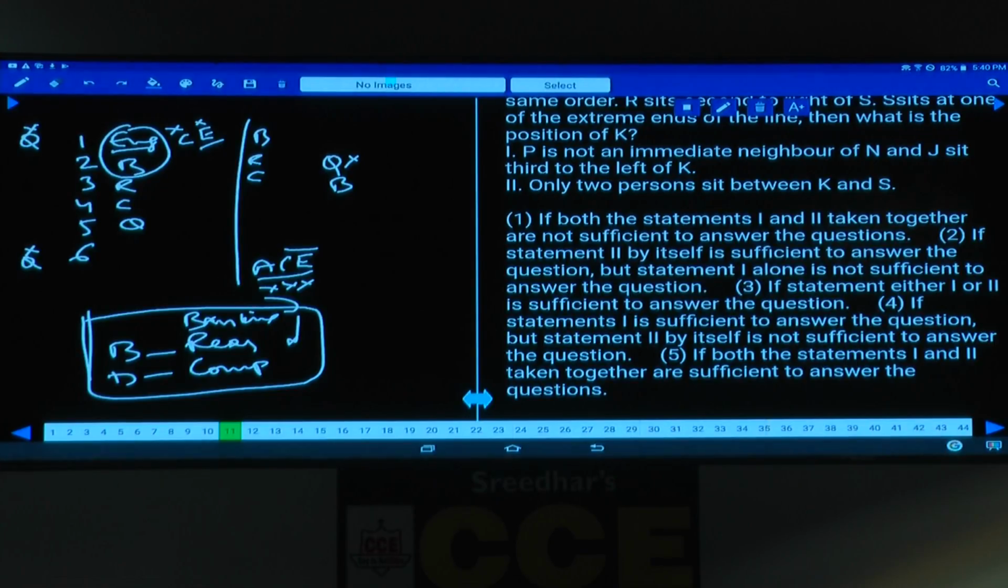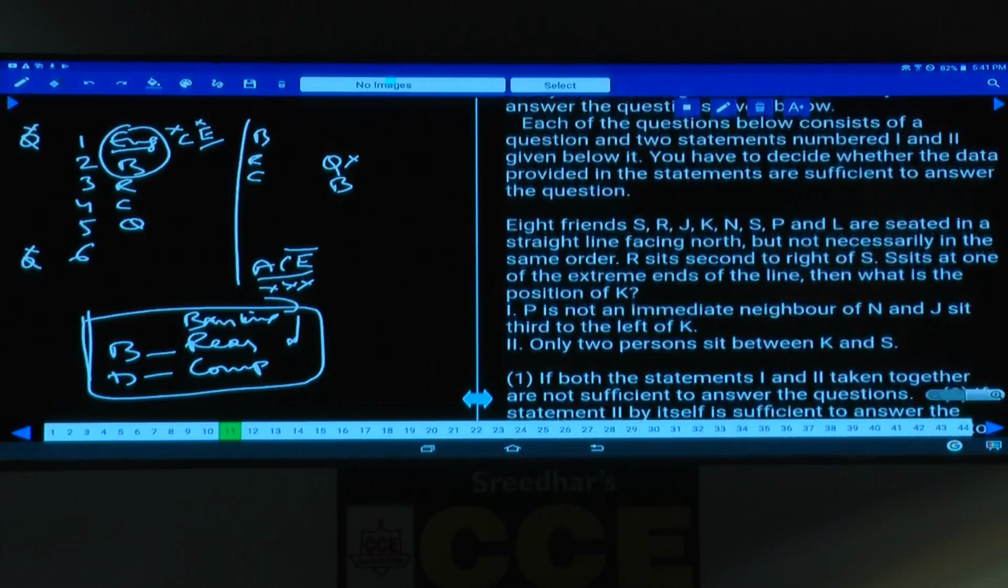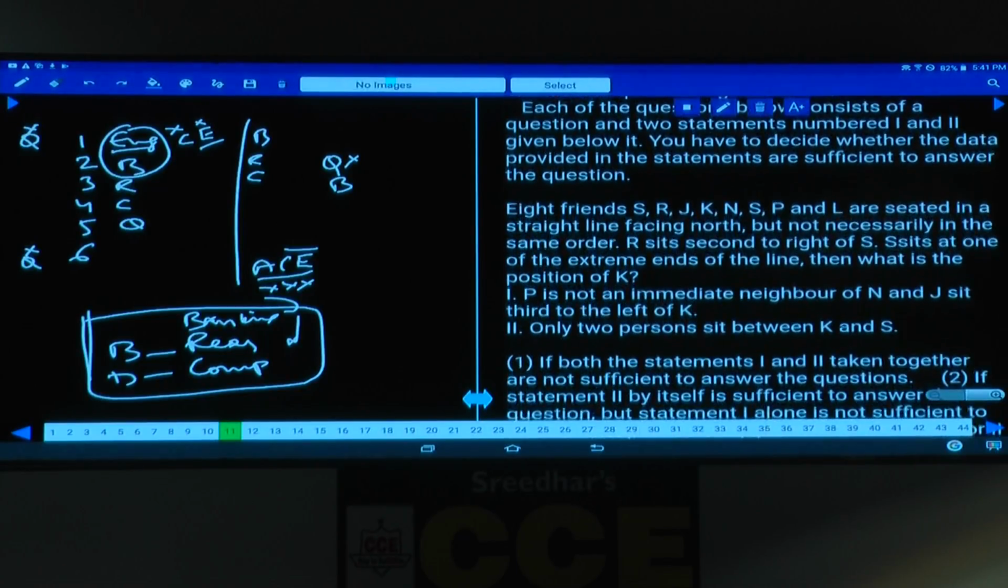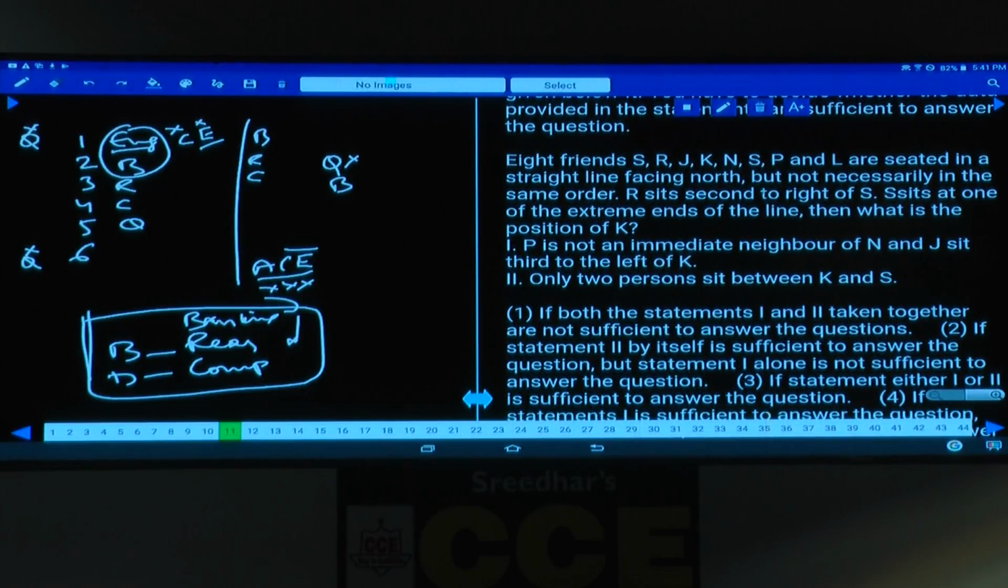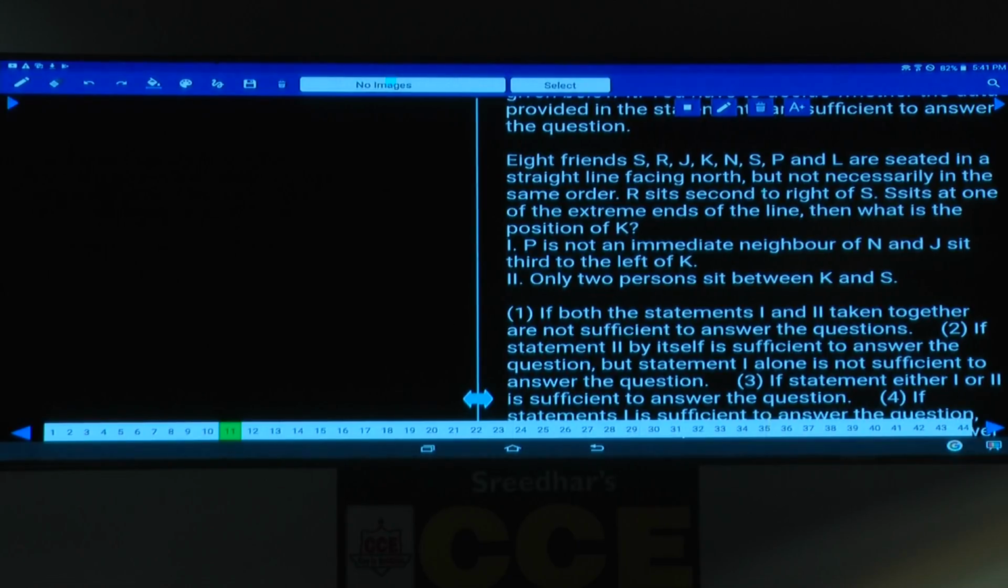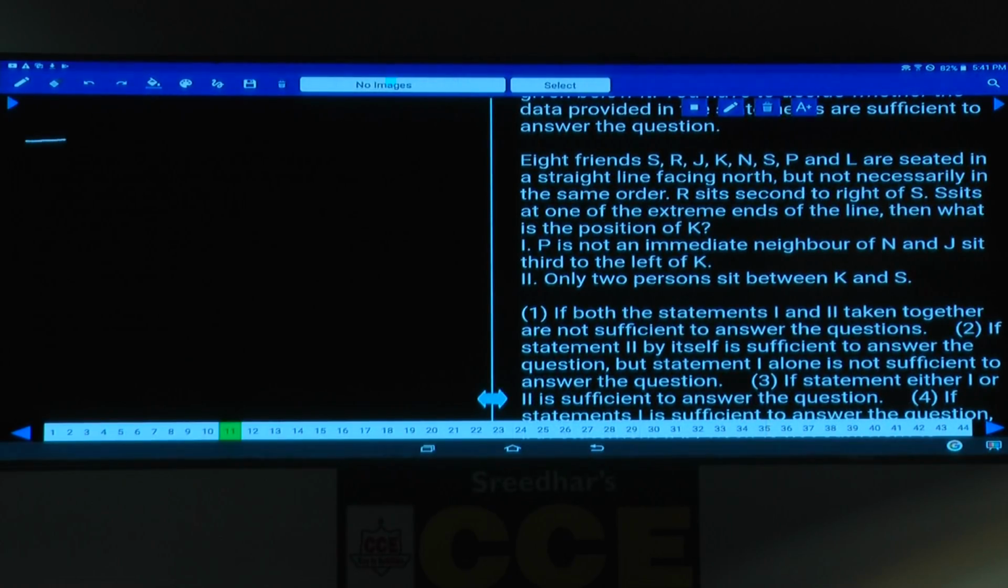Now question number 11. Eight friends, S, R, J, K, N, P, L, are seated around a straight line facing north, but not necessarily in the same order. How many persons are there? In total, we have 8 persons: 1, 2, 3, 4, 5, 6, 7, 8.